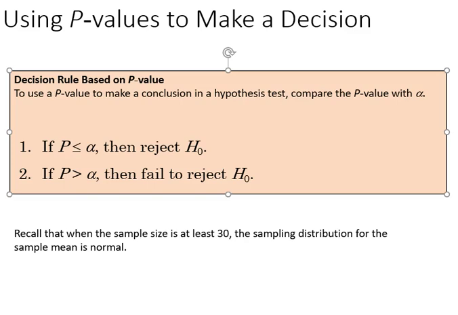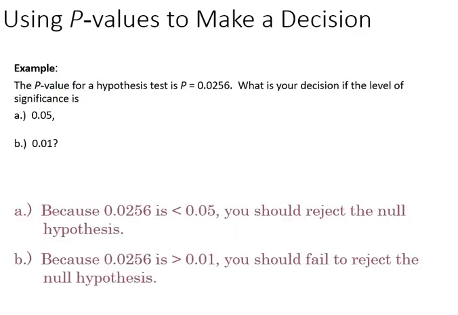So recall that when sample size is greater than 30, the sampling distribution for the sample mean is normal, and that means we would use the z-scores. The p-value for a hypothesis test is 0.0256. What is your decision if the significance is 0.05? Or what about the 0.01 level? So in the first case, 0.0256 is less than 0.05, so we would reject the null hypothesis. But in the second scenario, where we have a different alpha level, we would fail to reject the null because it's larger than that 0.01.